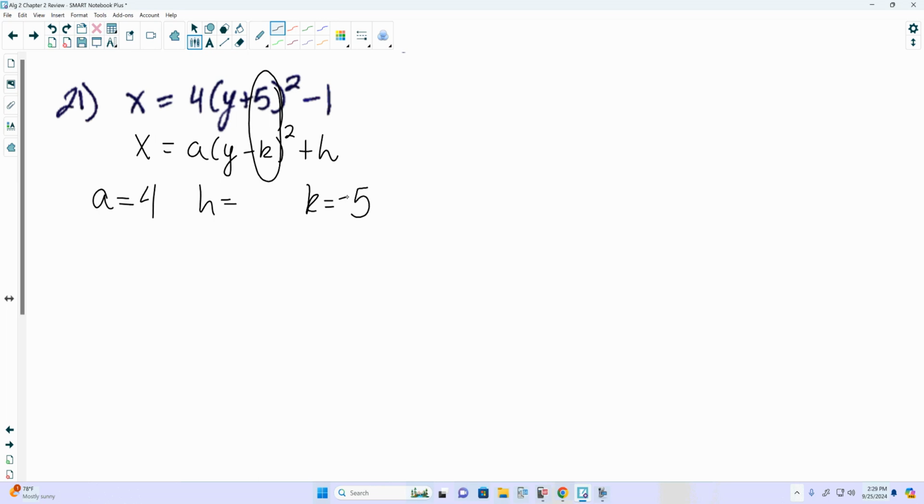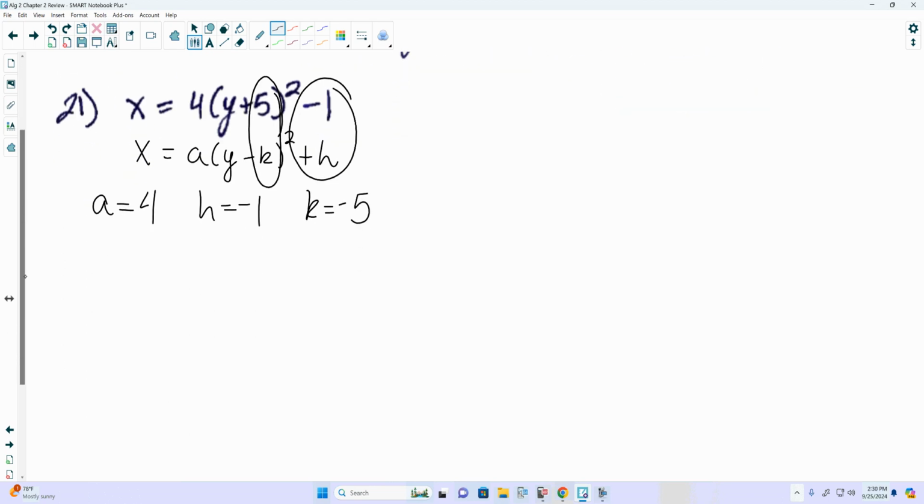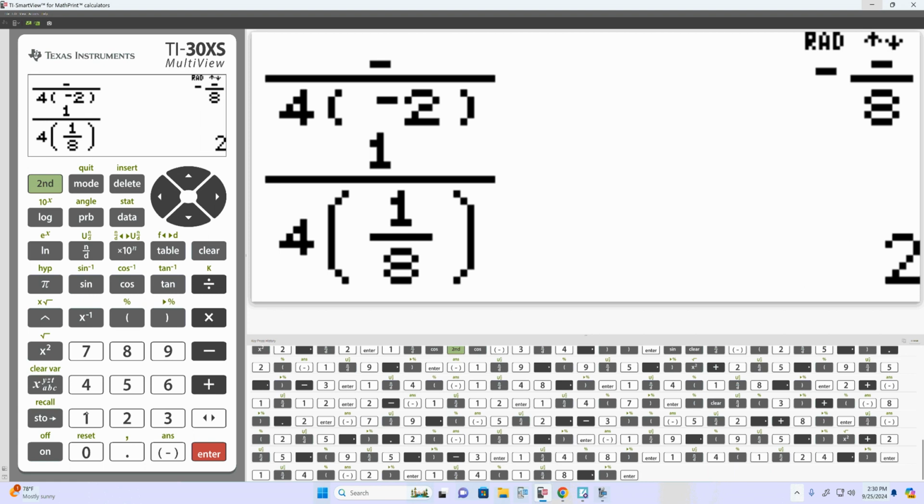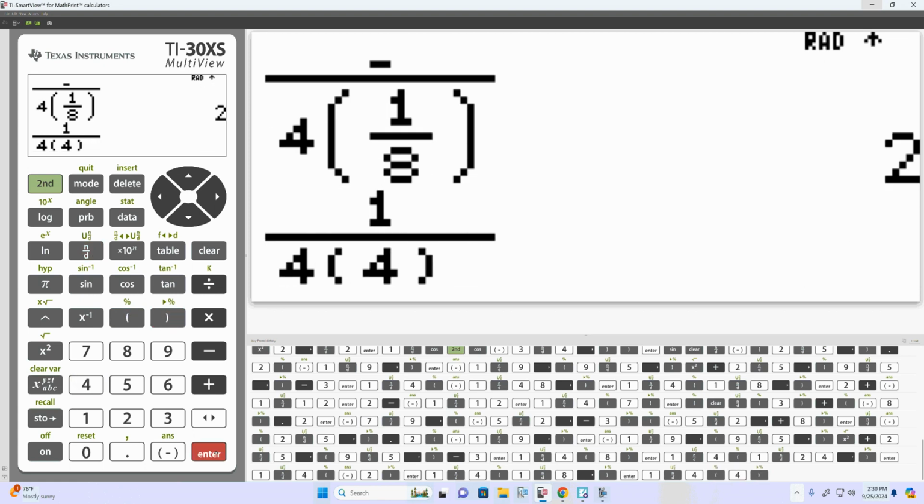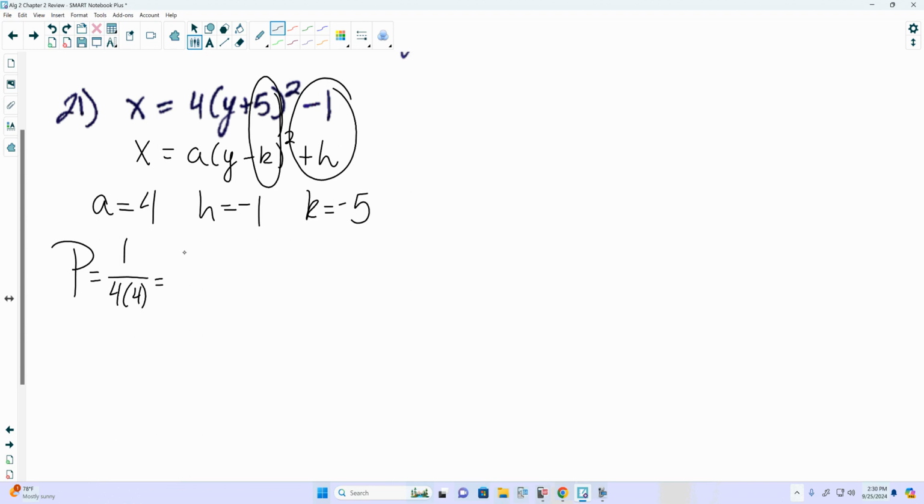Hopefully you notice a pattern: anytime we pull a number out from inside the parentheses in the general form, it's switching that sign. H is outside. Since it's outside the parentheses, it stays exactly what it is. Since it's -1 outside, it stays -1. Again, the only reason we found A was to find P. 1/4 times A, 1/4 times 4, is 1/16. Questions on how we found A, H, or K?